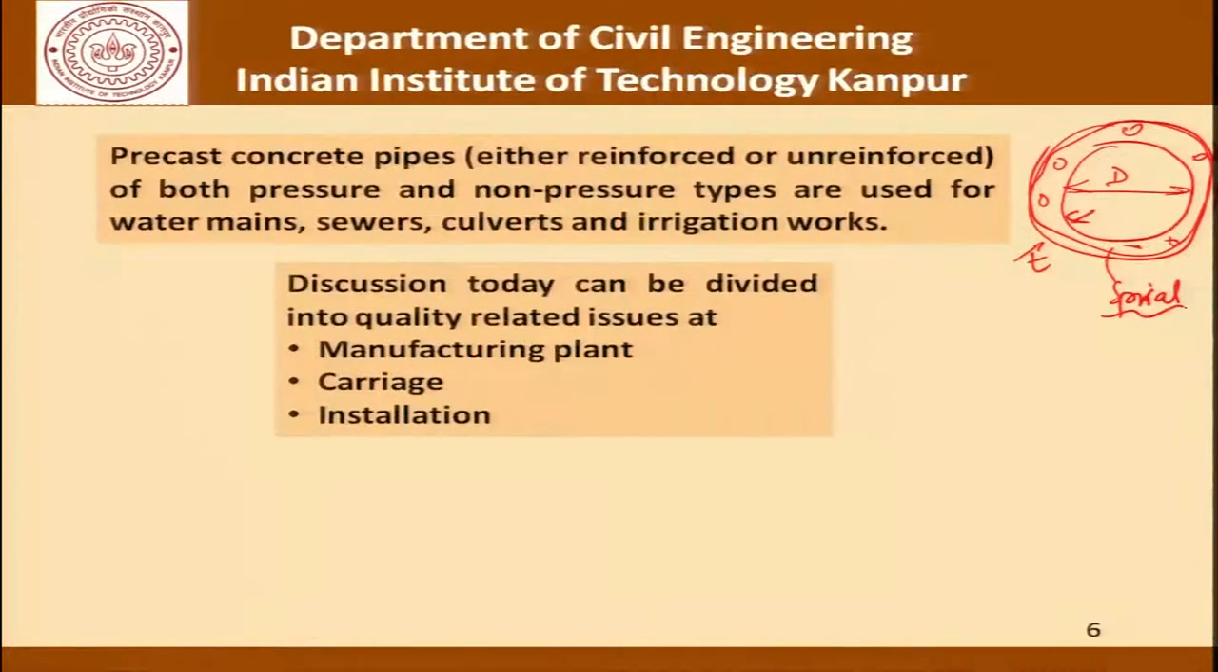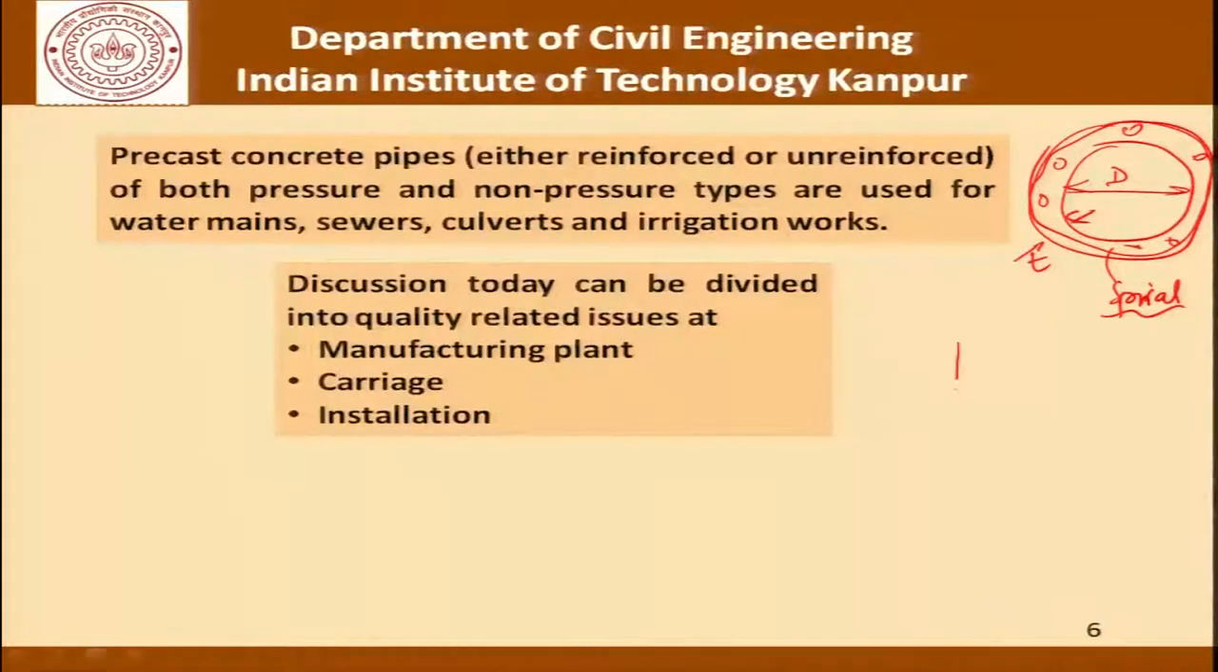So the discussion today can be divided into quality related issues at the manufacturing plant, carriage and installation. Carriage includes the transportation of the pipes from the manufacturing plant to the site of installation where the pipeline is being laid. And installation itself refers to the fact of assembling those pipes, the joints, putting the pipes in the right position and so on, including backfilling.